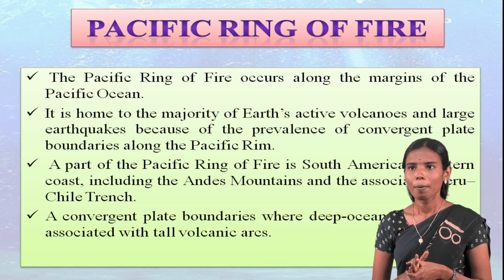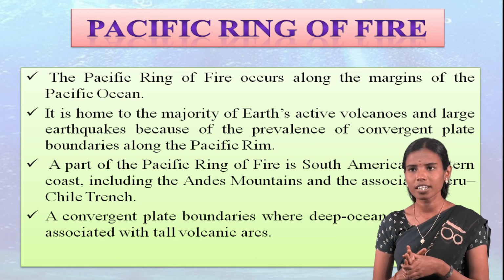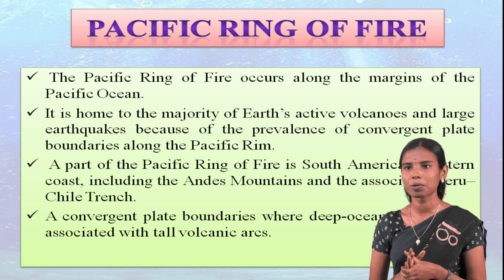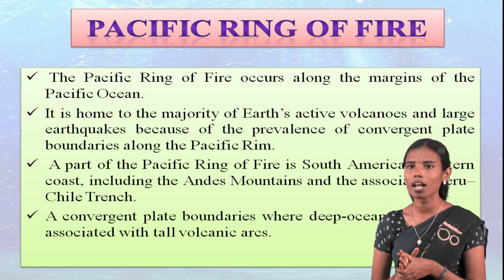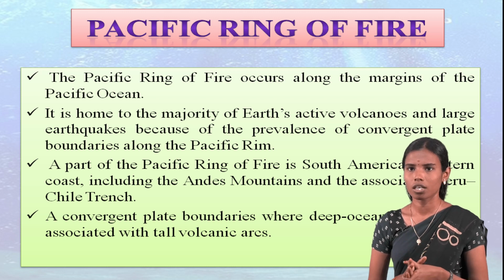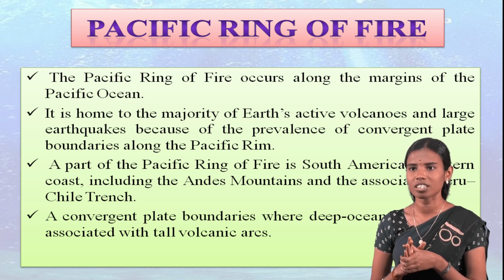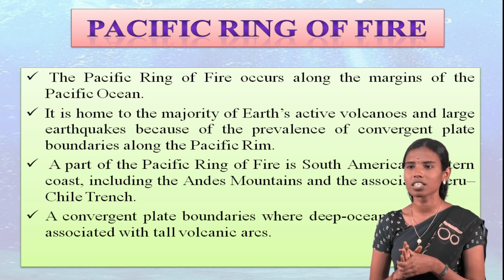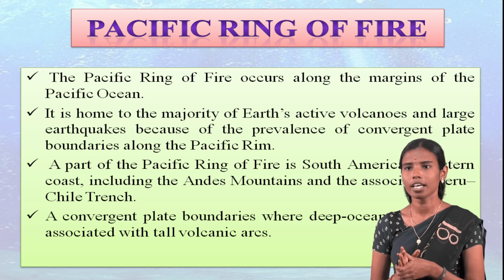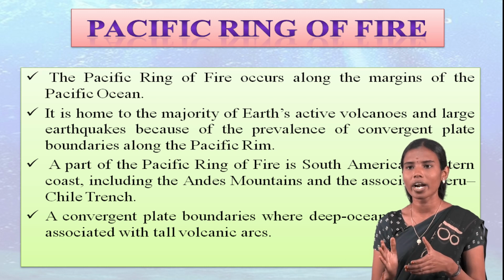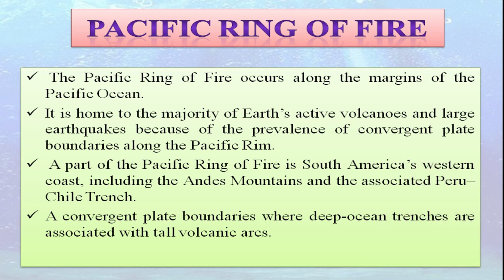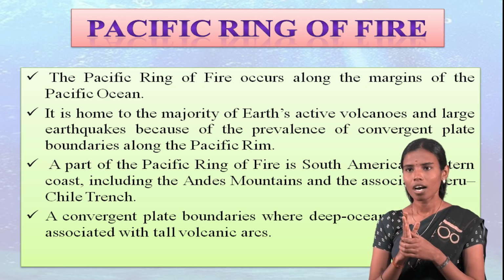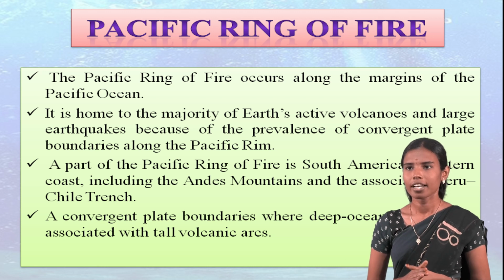Next we will see about the Pacific Ring of Fire. Pacific Ring of Fire is also called the Circum-Pacific Belt. It occurs along the margin of the Pacific Ocean. It is home to the majority of Earth's active volcanoes and large earthquakes because of the prevalence of convergent plate boundaries along the Pacific Rim. In this region more than two plates collide with each other. So 70% of the world's volcanoes and more than 90% of the world's earthquakes are located in this Pacific Ring of Fire.